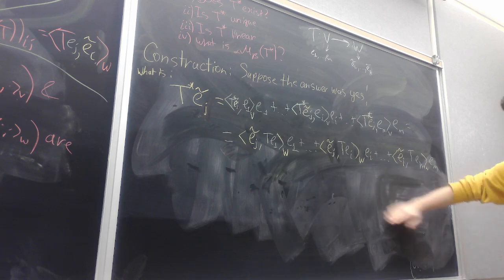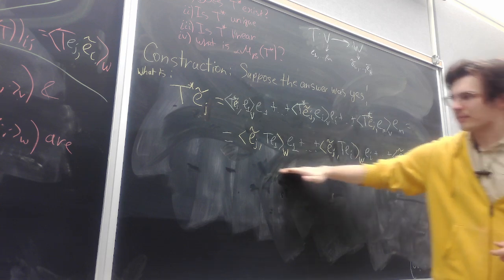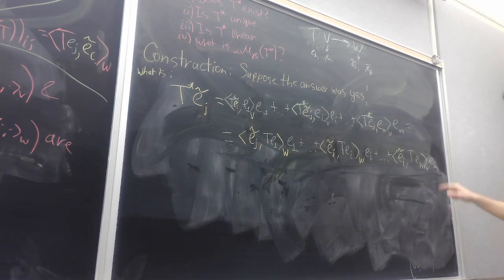But now let's look at this line, right? At this line, all of these vectors, E1, EI, EM, whatever, they just came from the vector space. They're just some orthonormal basis. We got it from the vector space. That's fine. Do you agree? So these vectors have nothing to do with the T star, right?